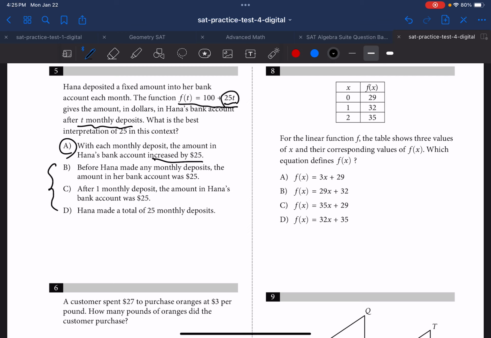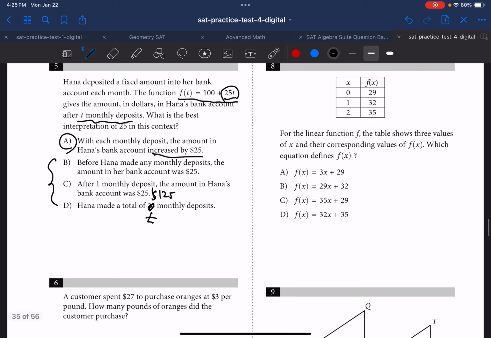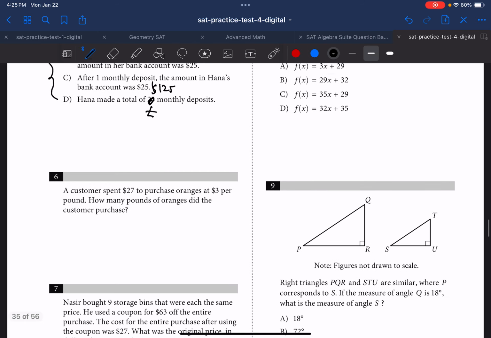The other options: before Hannah made any monthly deposit, the amount in her bank account was $25. No, this was not true. Before she made it, it was $100. Choice C: after one monthly deposit, the amount in Hannah's bank account was $125, not 25. Hannah made a total of 25 monthly deposits. No, this is the T value since it's monthly, so the correct answer is A.